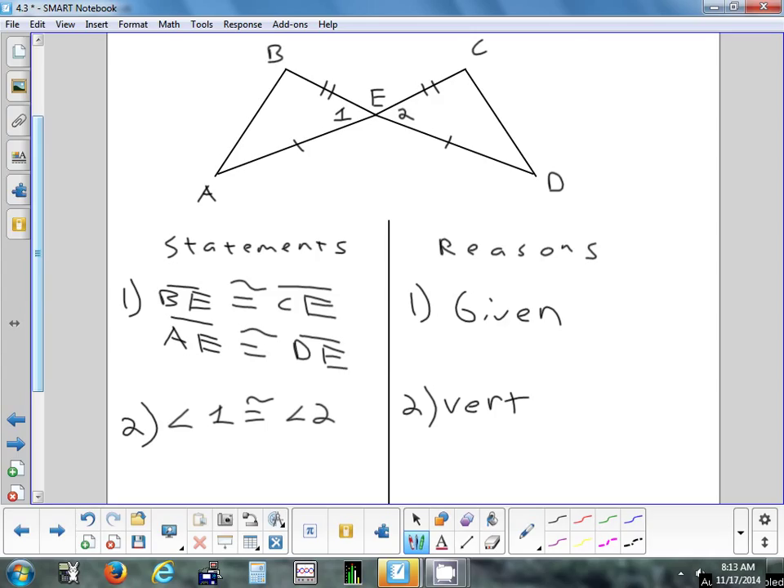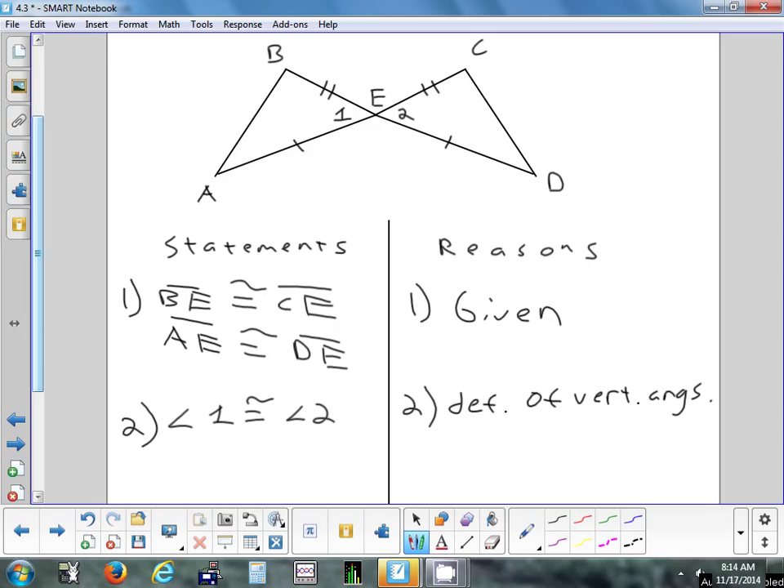Okay, they form that X shape. Vertical angles are always congruent. So that's actually the definition of vertical angles. If you wrote vertical angles, that's okay. Okay, so definition of vertical angles.